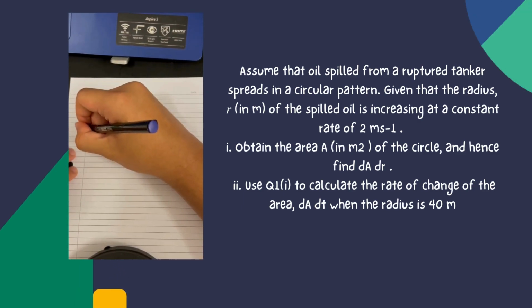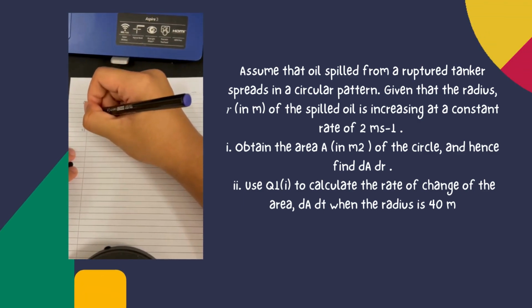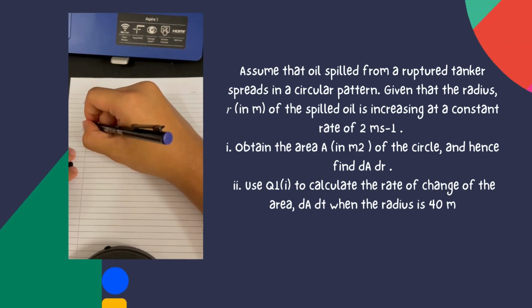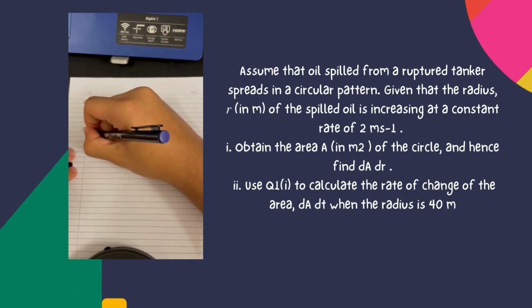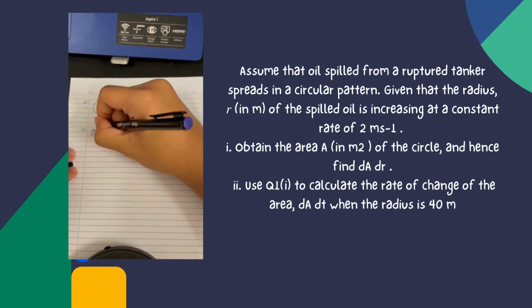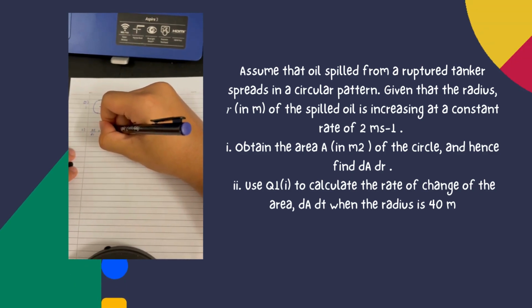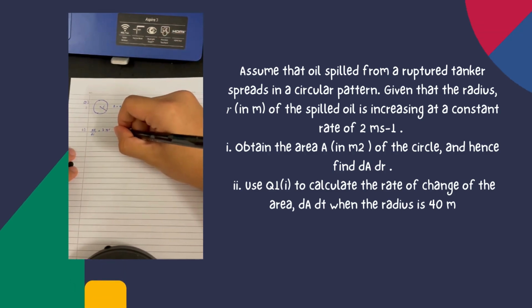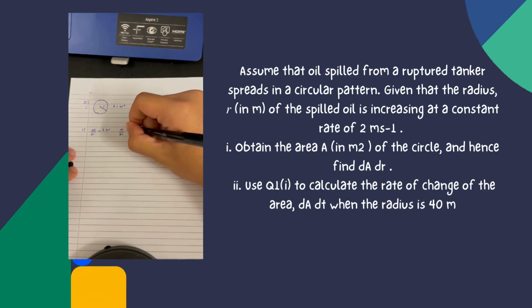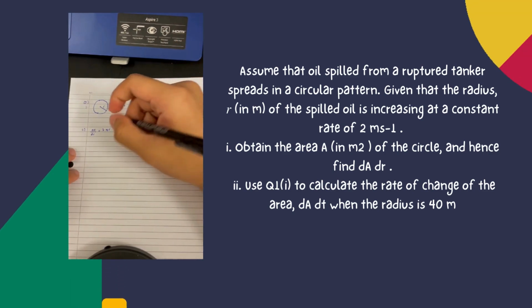For the second question, calculate the rate of change of the area dA over dt when the radius is 40 meter. First, dA over dr is equal to 2 pi r. Meanwhile, dr over dt is equal to 2. We get dr over dt equals 2 from the statement, which is the radius of the spilled oil is increasing at a constant rate of 2 meter per second.